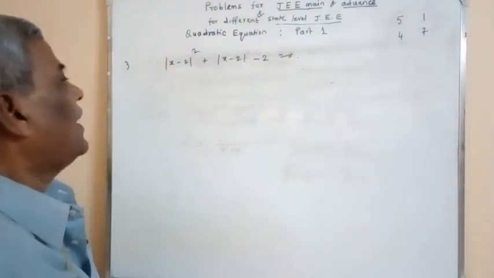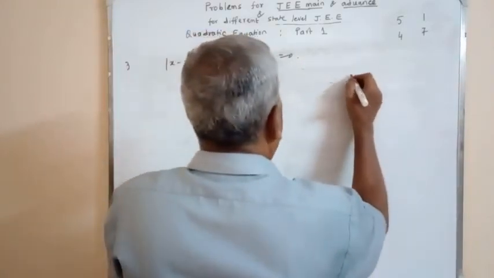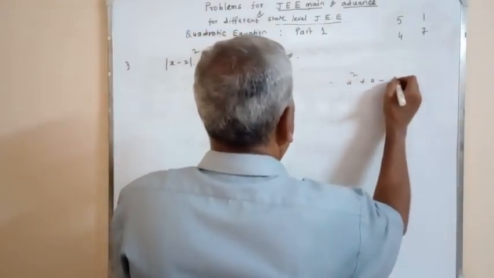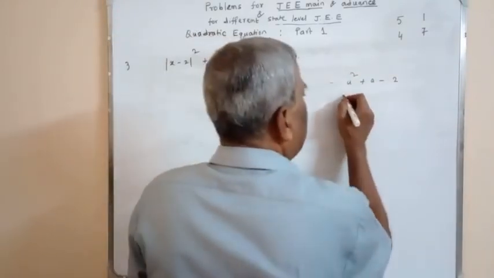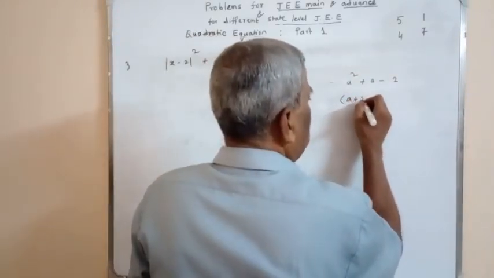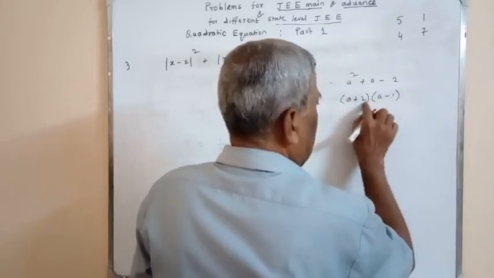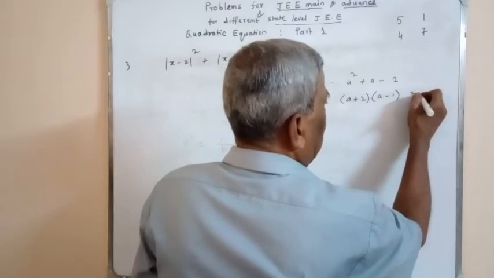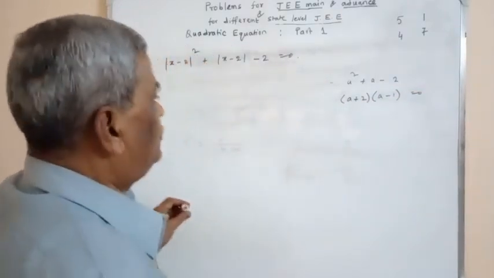Now you see, if it is of that type, say a square plus a minus 2, we can factorize it. It is actually a plus 2 into a minus 1. A square plus 2a minus a minus 2 is equal to 0. So a is equal to 1 and a is equal to minus 2.